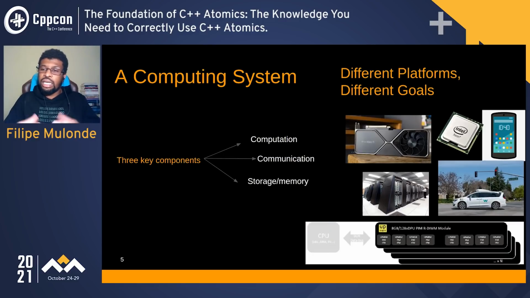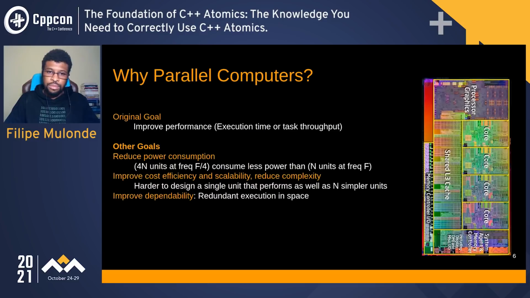The first talk in this series of talks about atomics will be about hardware. So that's why I will start by making a brief description of a computing system. A computing system has 3 key components: computation, communication, and storage and memory. And these 3 key components are used to create different platforms to achieve different goals or metrics.